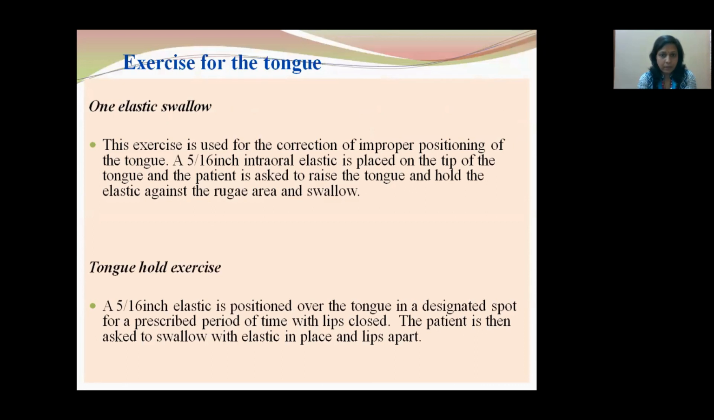Tongue exercises will include one elastic swallow or tongue and the tongue holder exercise. In one elastic swallow, the exercise is used for the correction of improper positioning of the tongue. A 5 by 16 inch intraoral elastic is placed on the tip of the tongue and the patient is asked to raise the tongue and hold the elastic against the rugae area and try to swallow. This exercise will help the tongue to get a new position, which is the new normal for the patient.